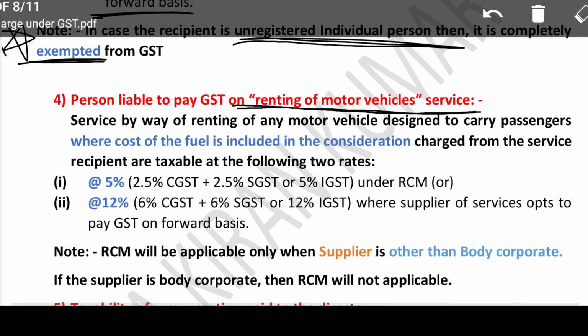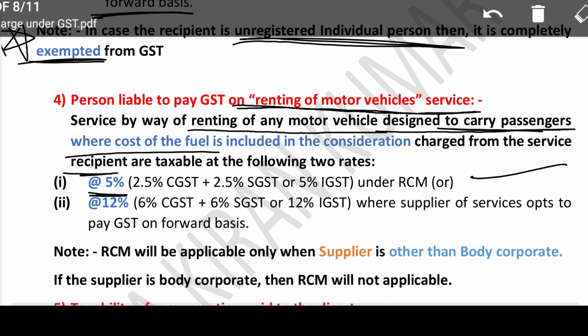We have already previously discussed in the RCM services. So again we can clearly say that the service by way of renting of any motor vehicle designed to carry passengers where the cost of the fuel is included and the consideration charged from the service recipient are taxable at two rates, that is 5%. This is included in the RCM list as per 9(3), and 12% is also there.